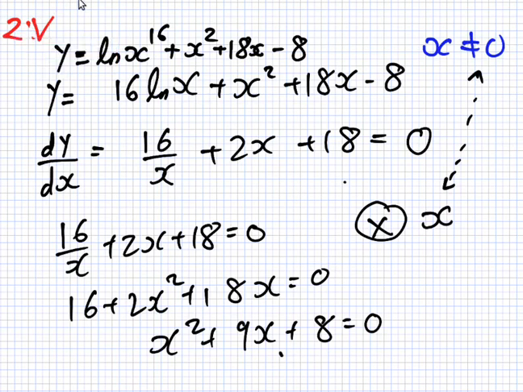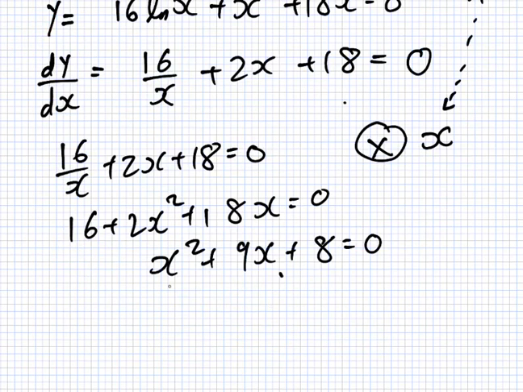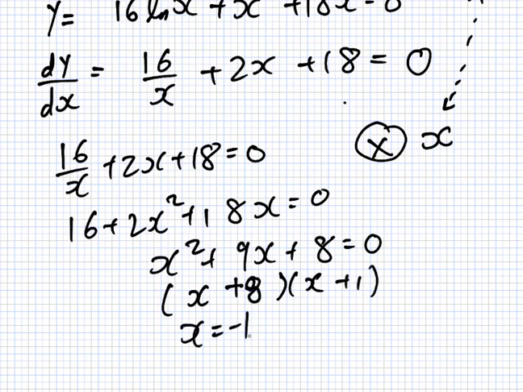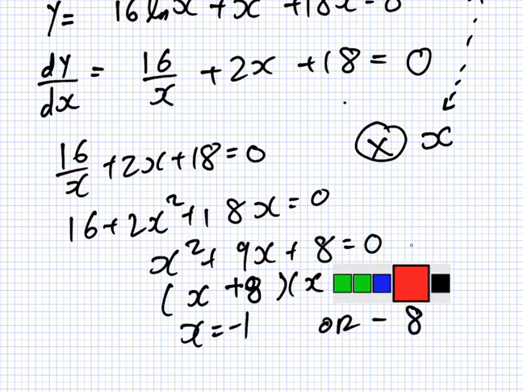Okay, so here we have plus 9. I need to make 8 and I need to add them to 9, so it'll have to be 8 and 1 then. Yes, 8 and 1. So x equals minus 1 or minus 8. And if I sub them back into the question, I can get the y's.